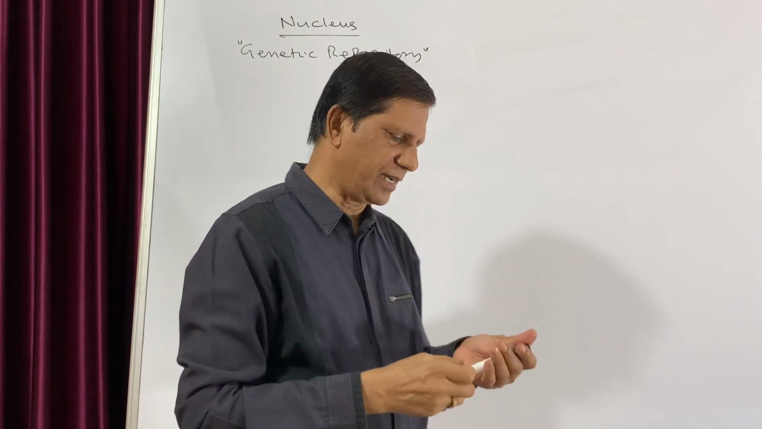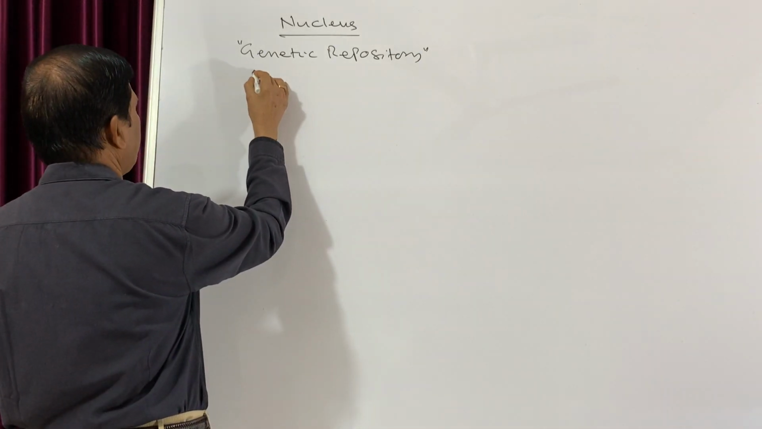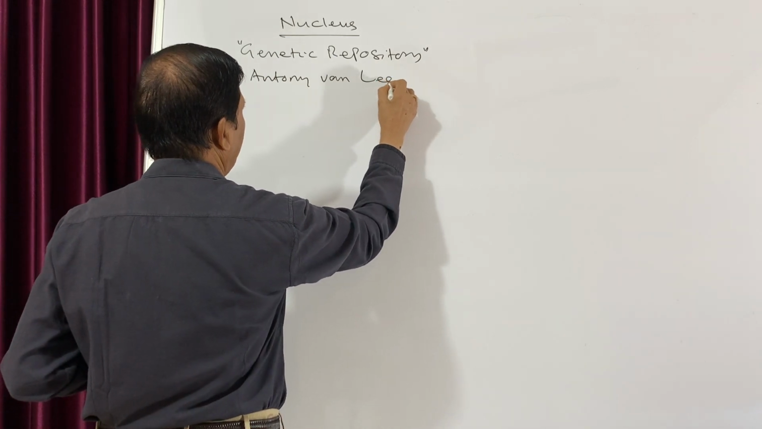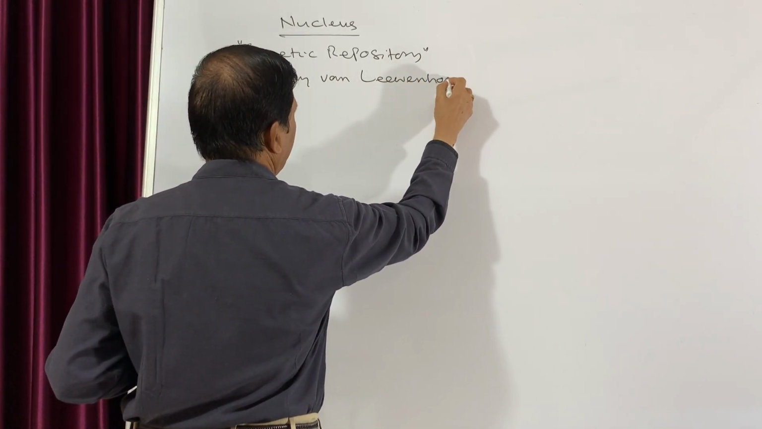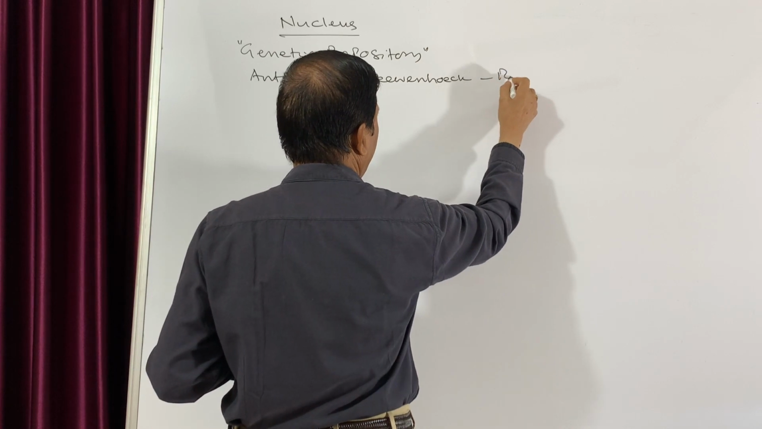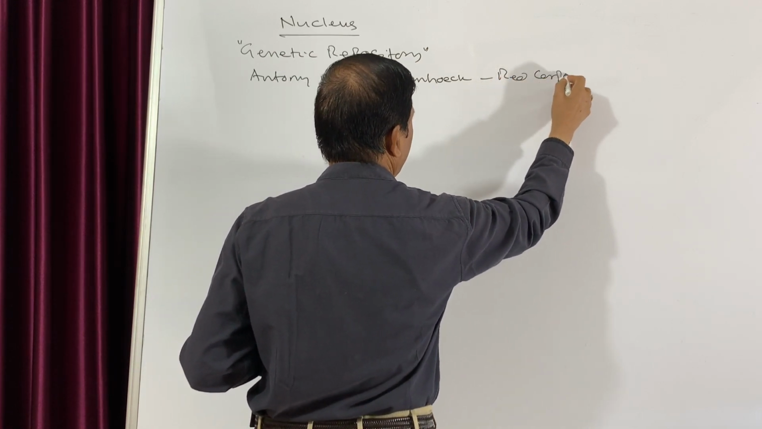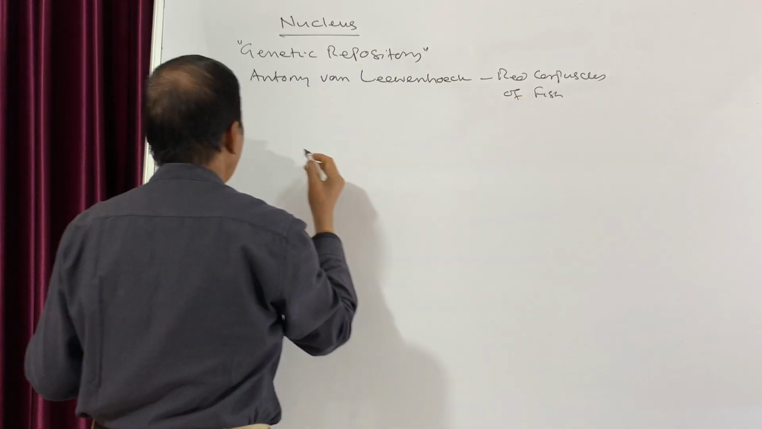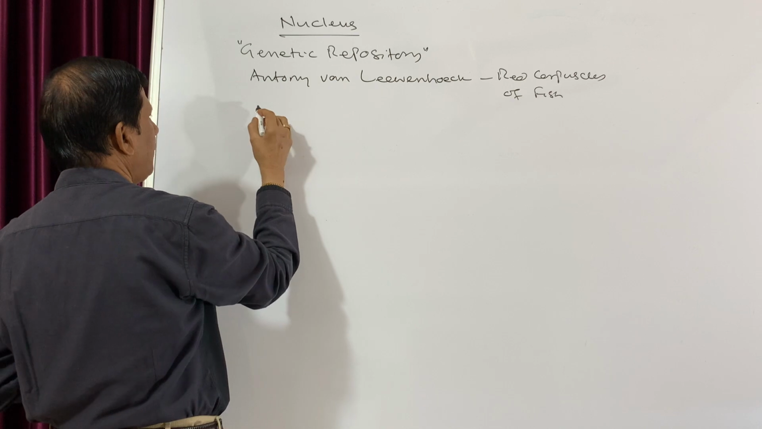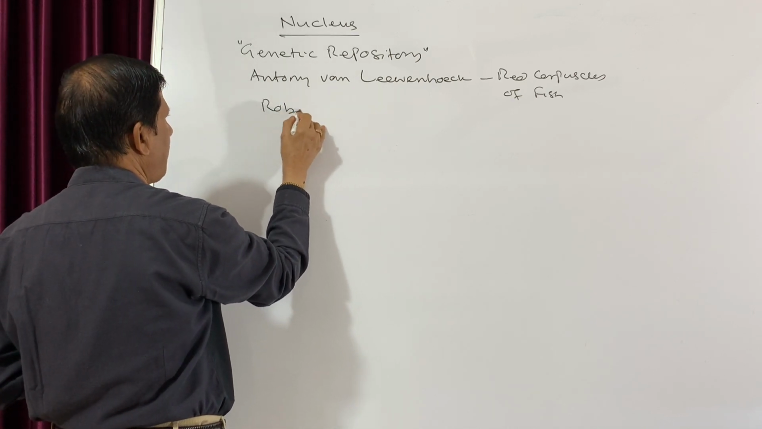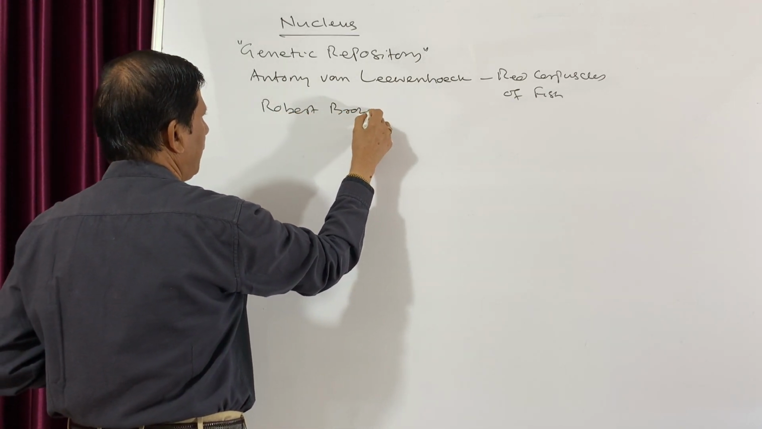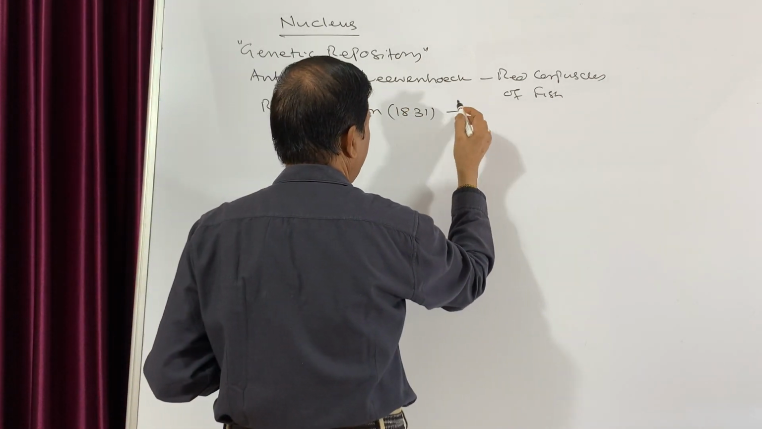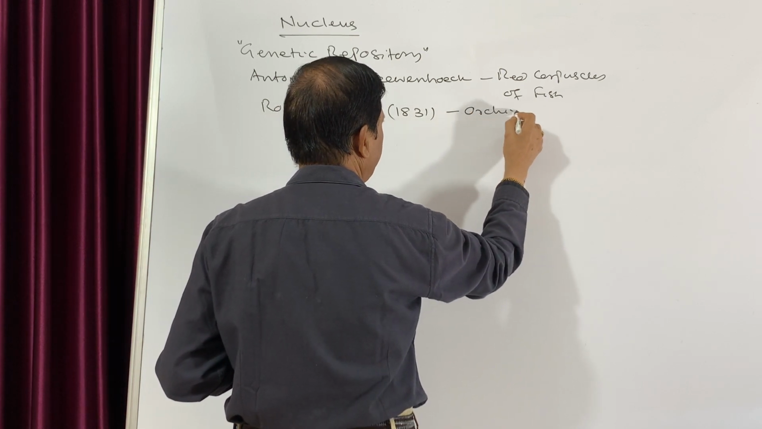from the orchid cells. So initially, it was discovered by Antony van Leeuwenhoek in red corpuscles of fish, but actually it was the Scottish botanist Robert Brown. Robert Brown in 1831 studied the details from the nucleus of the orchid cell.